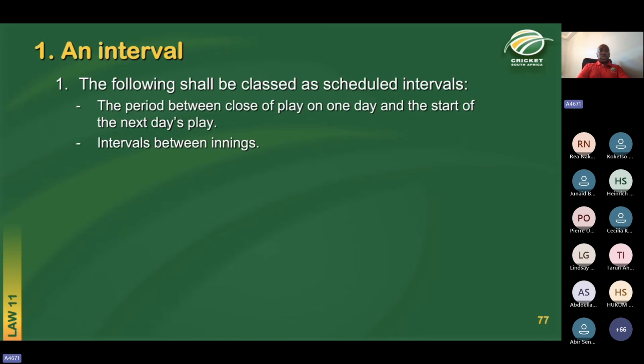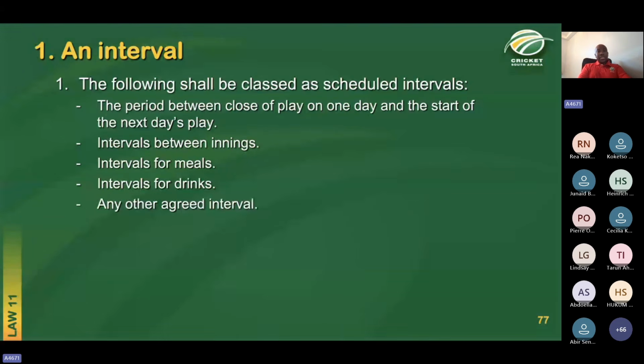The next interval we're going to learn about is the interval between innings. And throughout the slides to come, we will learn about the times and the durations of these intervals. We also have intervals for meals, and we also have intervals for drinks. The last interval that we need to know about is any other agreed interval. I'll give you an example of this one.